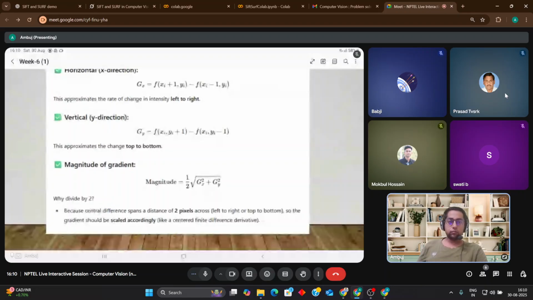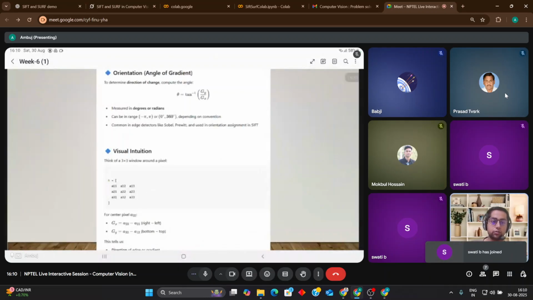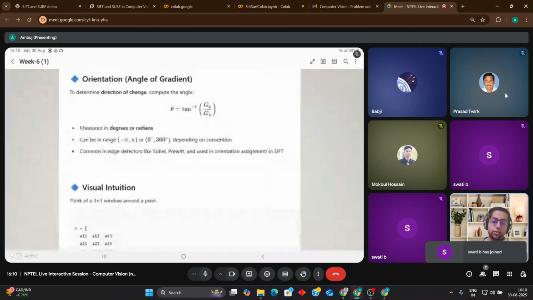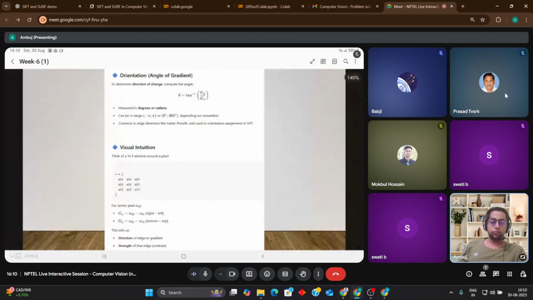Moving forward, orientation, the angle of the gradient. To determine the direction of change, we have to compute the angle, which is theta equal to tan inverse of gy over gx, measured in degrees or radians. You can see the visual intuition here, as well as the calculation we already performed.